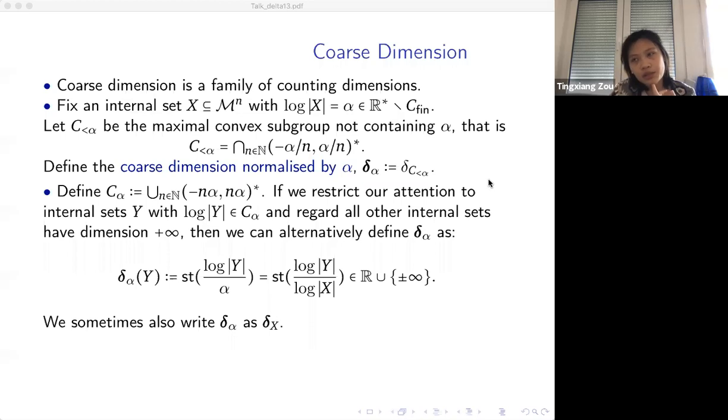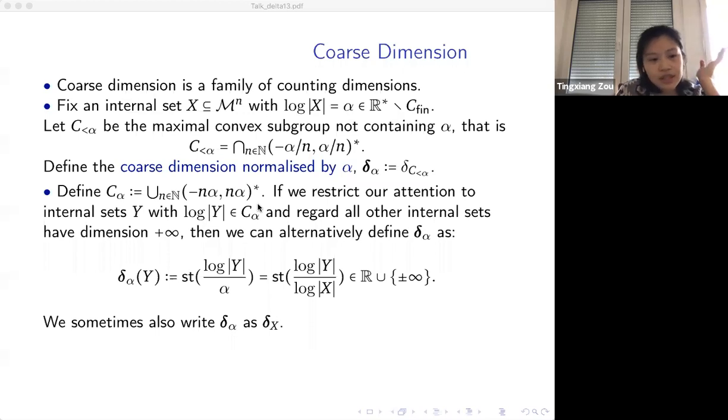So actually there is a more intuitive way to define this dimension, but we have to restrict to some sets. We restrict ourselves to the Archimedean component that is generated by alpha. So it's defined as this.